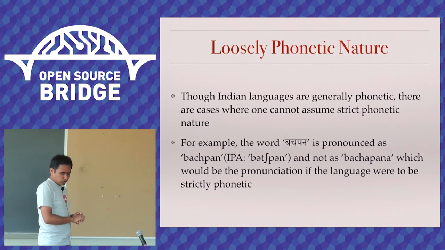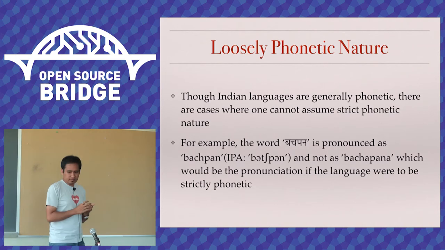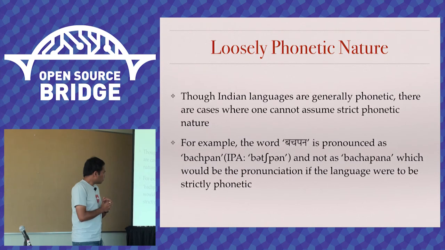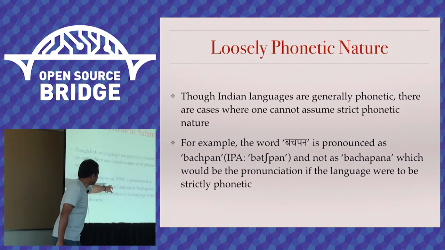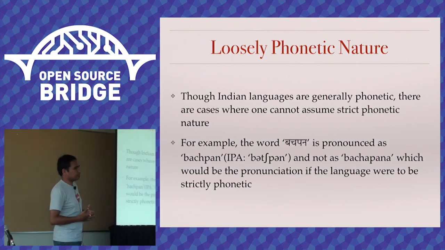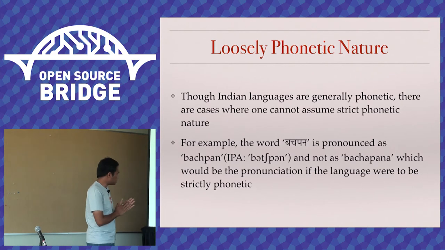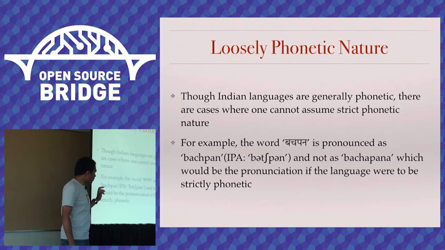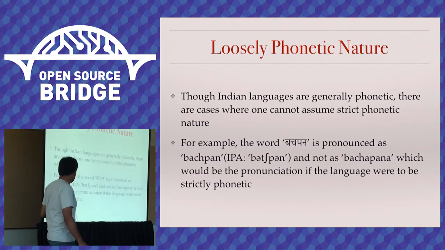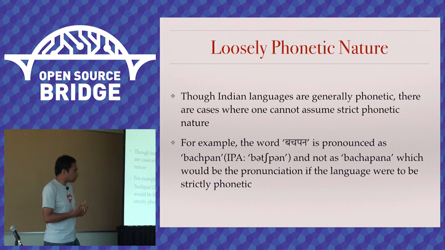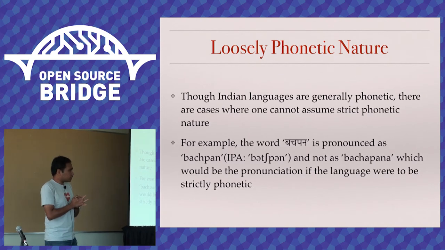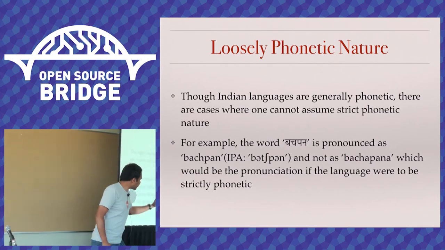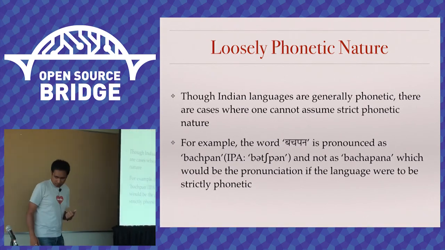Now, the loosely phonetic nature of these languages makes it very hard to actually come up with a one-to-one mapping. For example, this word, bachpan, which means childhood in English. It is pronounced as bachpan like this, not as bachpana, which would be the correct pronunciation language-wise. If that were strictly phonetic, we should have pronounced it like that, which is not the case.